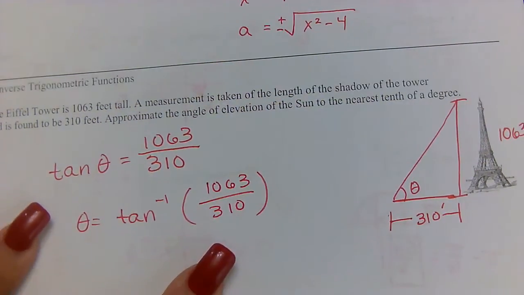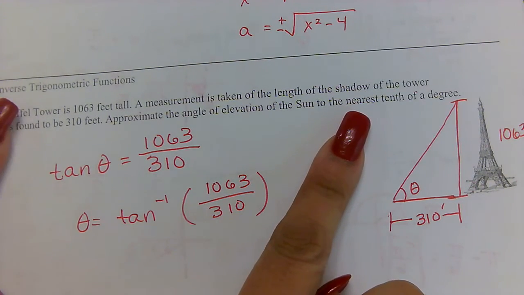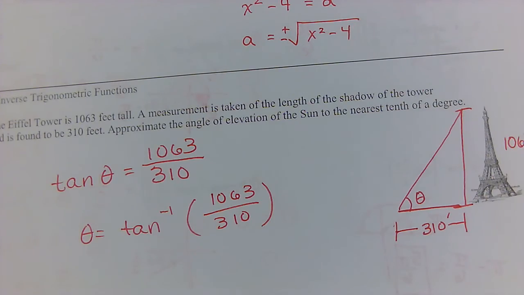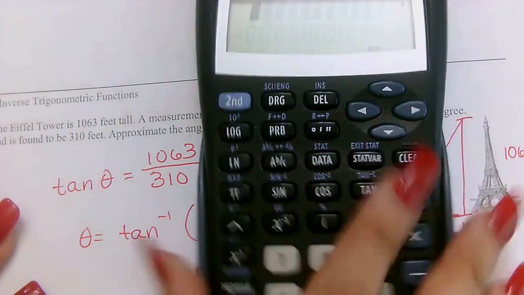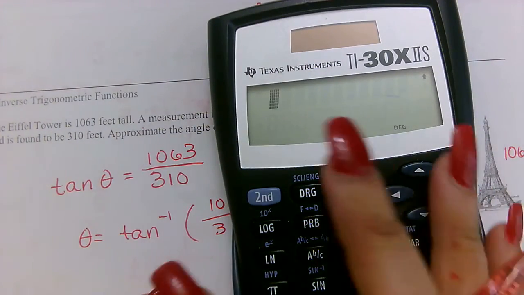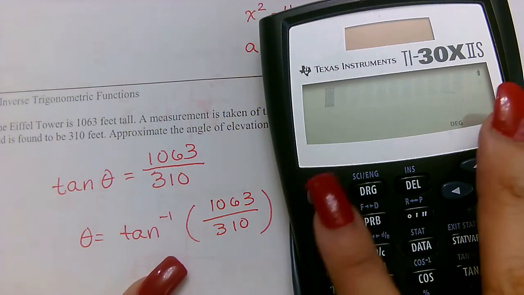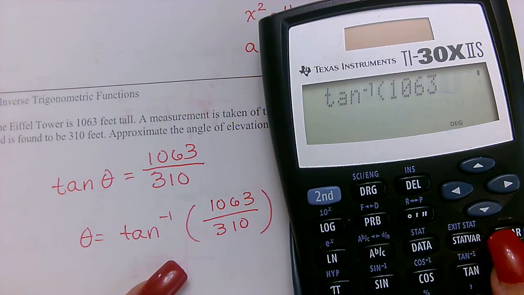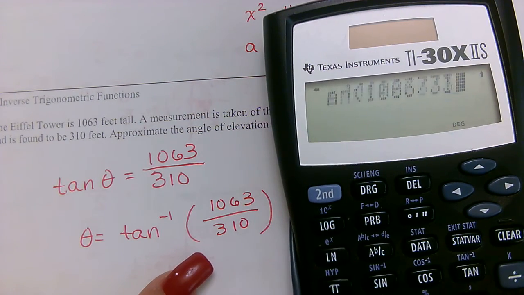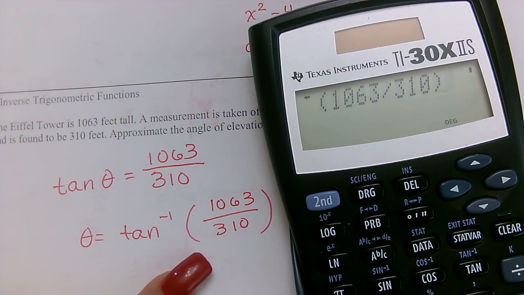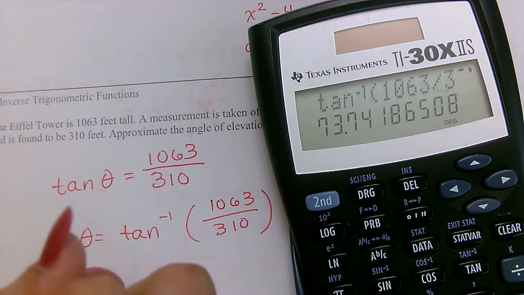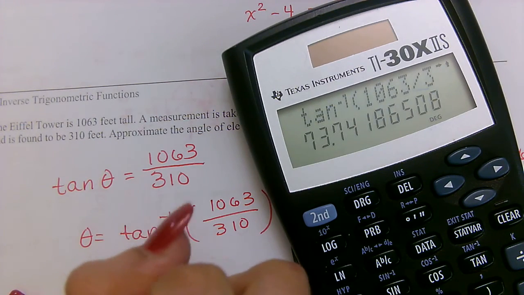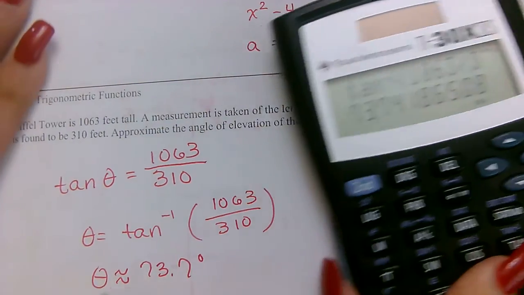Okay? Make sure that your calculator is set to degree mode since we're looking for the degree. Okay? My calculator's on degree. I'm going to put second tangent 1063 divided by 310. Theta is approximately 73.7 degrees.